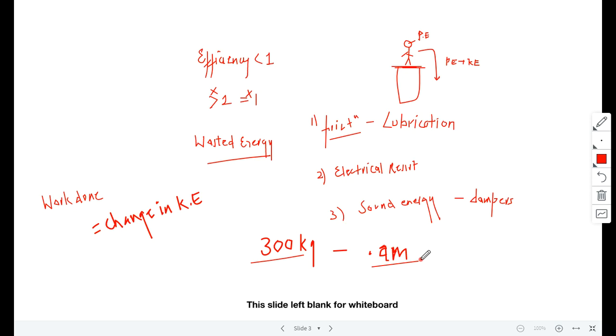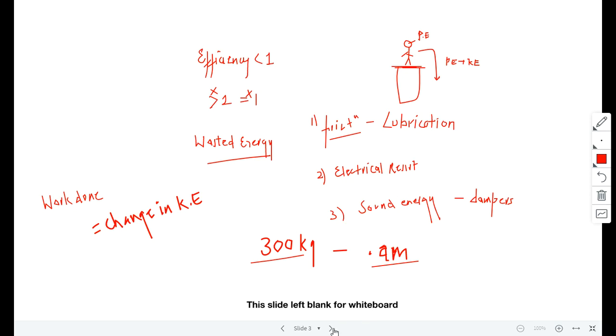Wait, how much is 300 kilograms in newtons? It's not kilograms in newtons. Kilogram is kilogram, that's the mass. First thing is, let me clear you up.